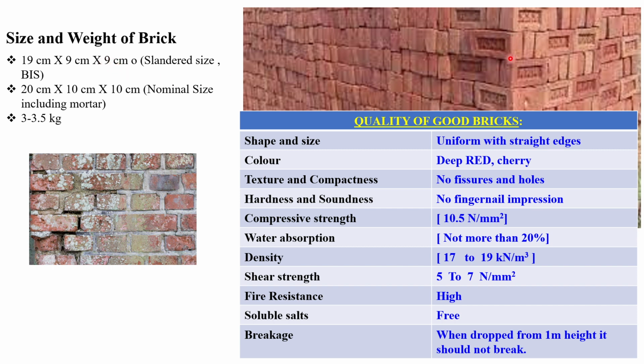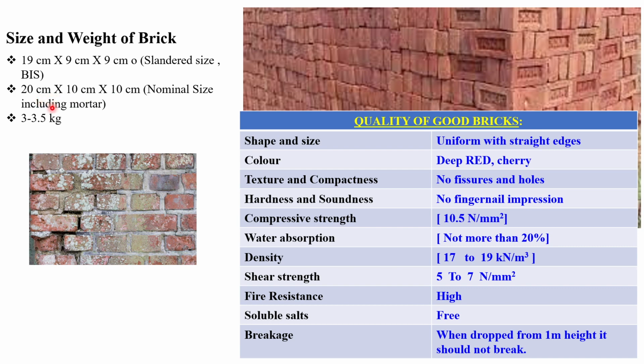So it will be 9 centimeter by 9 centimeter by 19. But in modular size, the nominal size brick, we will consider it with mortar. So there will be an increase of 1 centimeter in all dimensions. So 19 will be converted into 20, 9 will be converted into 10, 9 will be converted into 10. So the nominal size will be 10, 10, 20.